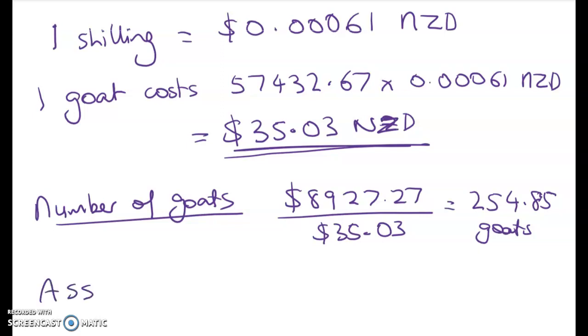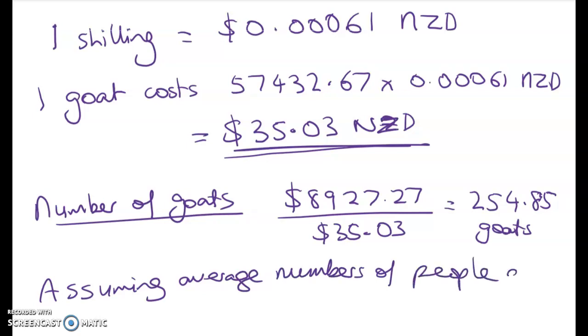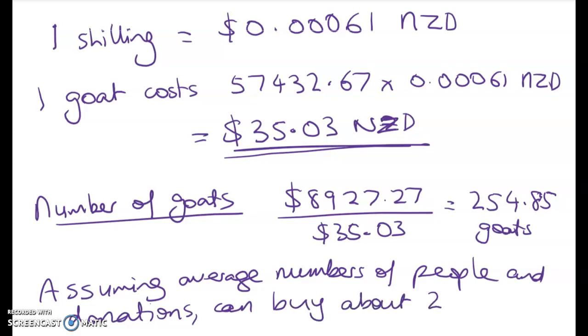So assuming the average numbers of both people and donations, we can buy about 254 goats. Now, I've just got time to talk about how we're going to change things for the minimum case, and you can go through that yourselves.